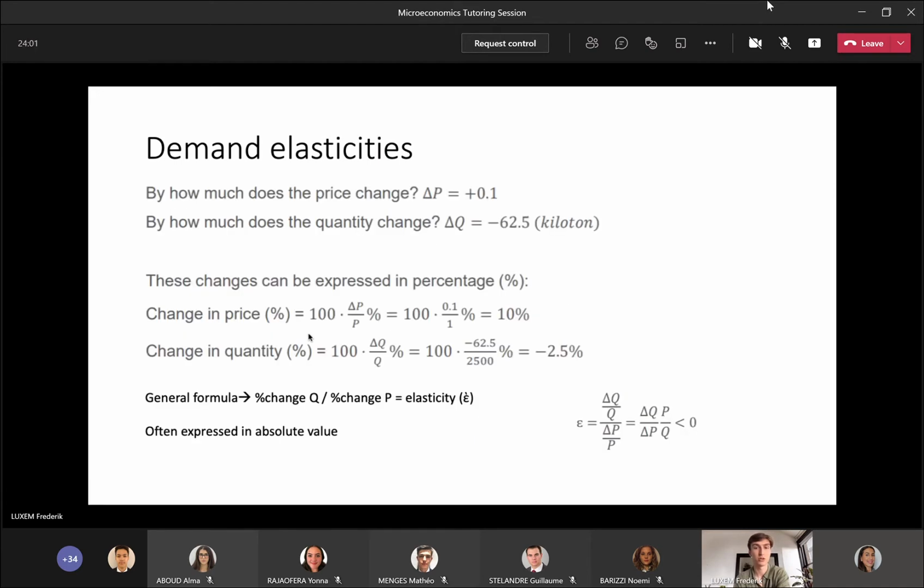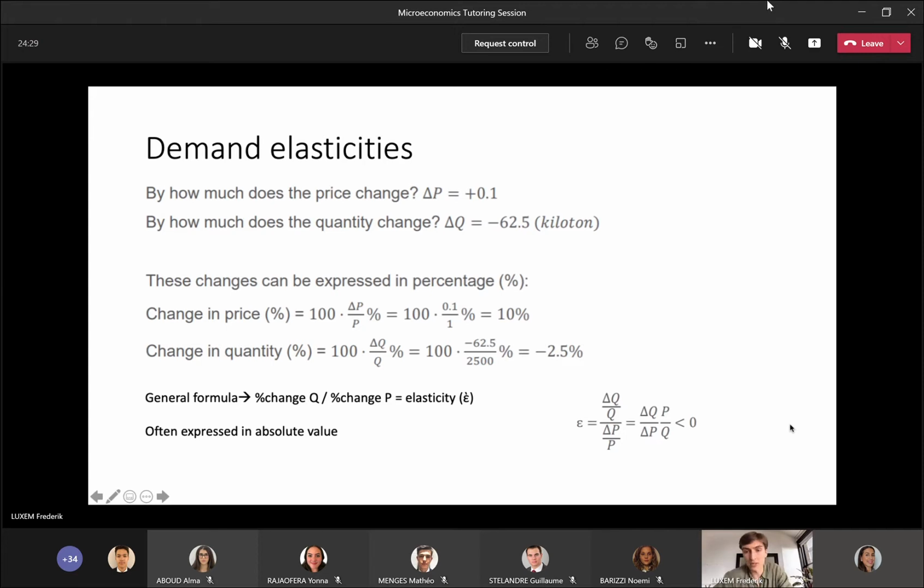So here's a small example. We have a price changing by 0.1, and here the quantity changes. So for an increase of 0.1 in price, the quantity demanded decreases, negative, by 62.5. And here you can see how we calculate it.